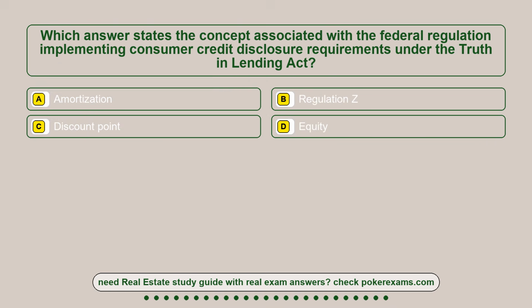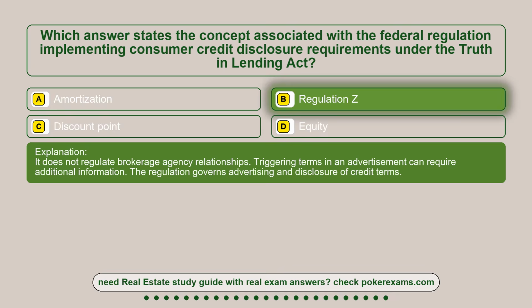Question 5. Which answer states the concept associated with the federal regulation implementing consumer credit disclosure requirements under the Truth in Lending Act? Option A, amortization. Option B, Regulation Z. Option C, discount point. Option D, equity. The correct answer is option B, Regulation Z.